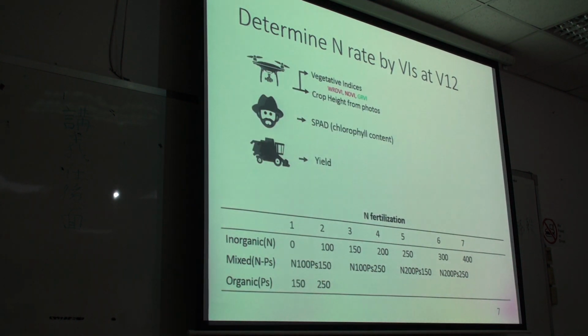After the drone flight over the field, they can get the different vegetative indices as mentioned before, and also the crop height from photos. Combining with the in-field collected data of SPAD, the chlorophyll content, and also the yield for different nitrogen treatments, the author is now ready to do the analysis.